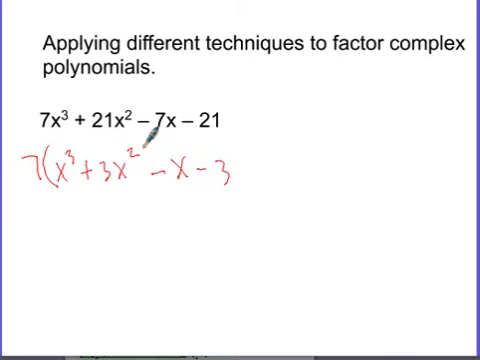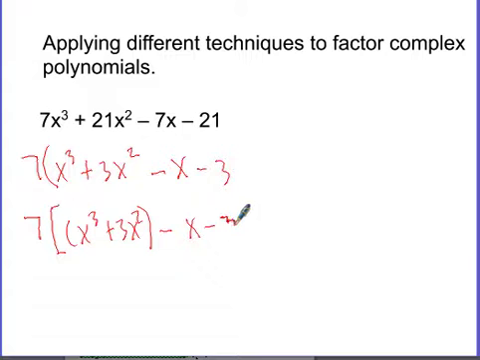I can do some factoring by grouping. You remember doing that? We've done that before, factor by grouping. I'm going to have to start using some brackets here. I can regroup with x cubed plus 3x squared, minus x minus 3. Actually, if I pull out a negative sign out of all of that, that would make that x plus 3.